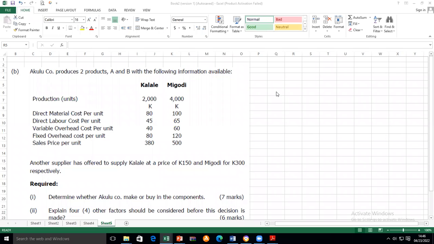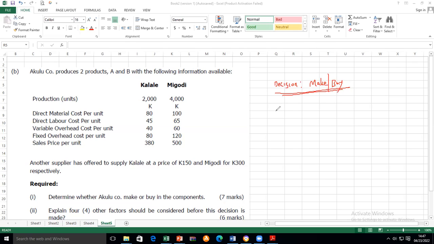So how do we decide whether to make or buy? Anyone who can remind us? How do we decide? Should we make a product or should we buy it? How do we make this decision? Who's going to remind us?